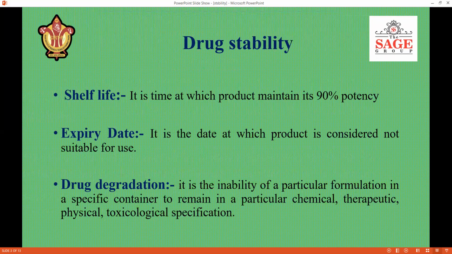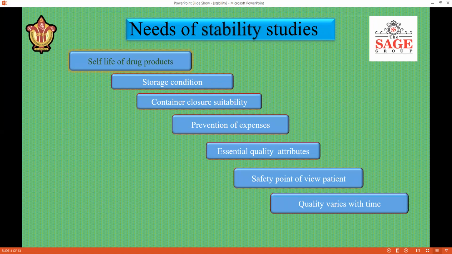of the drug product. Next is drug degradation. It is the inability of a particular formulation in a specific container to remain within particular chemical, therapeutic, physical, and toxicological specifications.